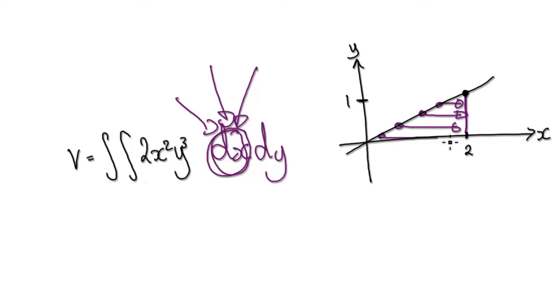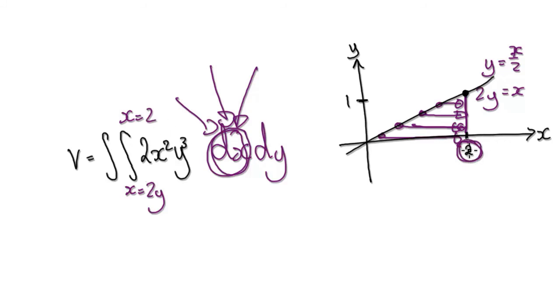So really, if you want dx first, then you've got to move in this direction. And this line here is y equals a half x over 2. So you're moving from x equals, rearrange it to make x the subject, so it's 2y here. So x equals 2y to where you stop, which will be x equals 2. This number here, 2. So you start from here, and then you move all the way to the number 2. So you start here and stop right here.